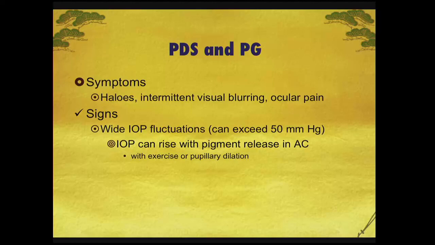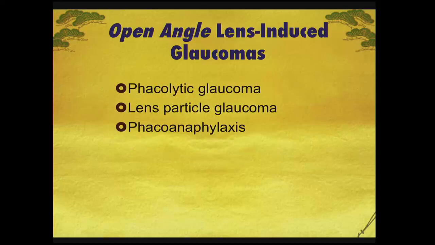Pigment dispersion, the classic clinical scenario is that a young guy in his 30s or 40s will come in after playing basketball, all the shaking and jostling causes the pigment to disperse, the pressure goes up, they're complaining of seeing halos because the cornea is a little edematous from the high pressure and they have ocular pain. And the pressure can vary widely here because of that sort of sudden dump of pigment into the trabecular meshwork.